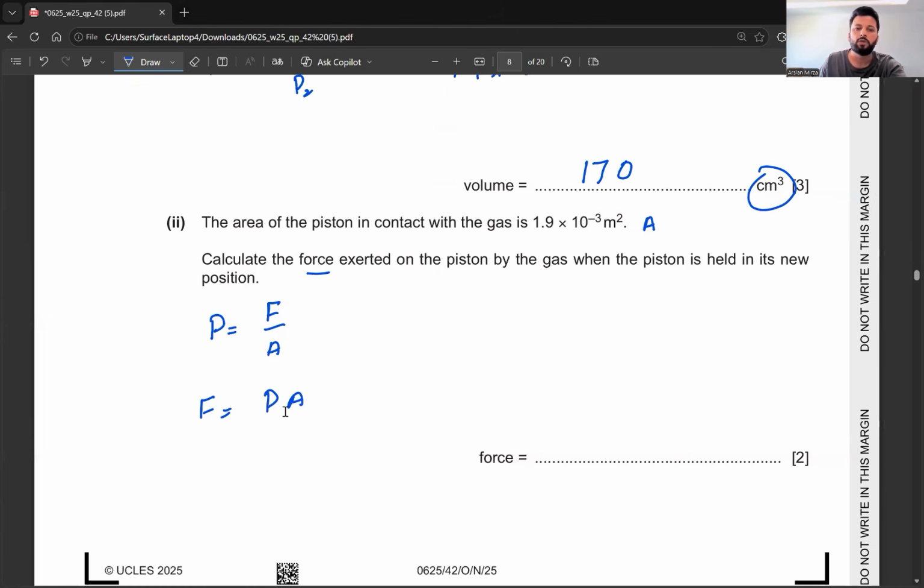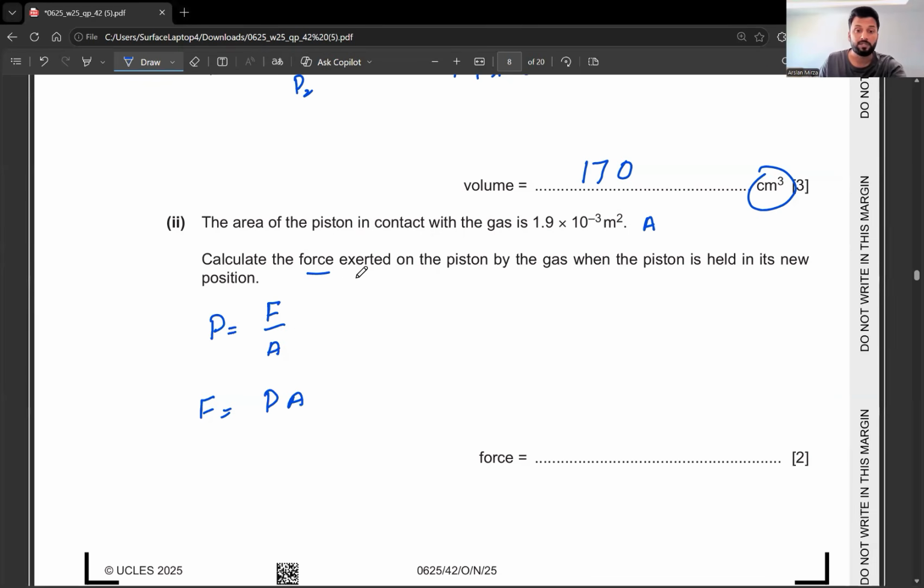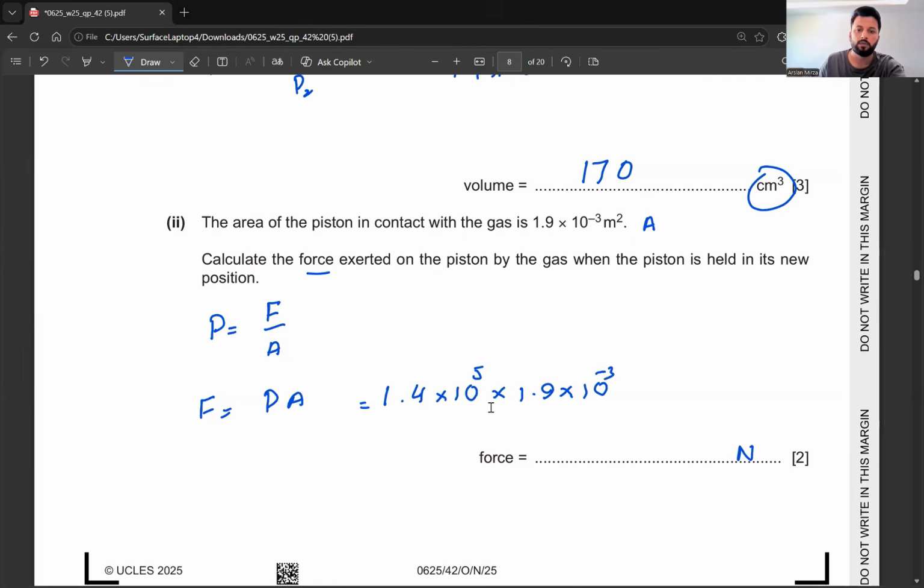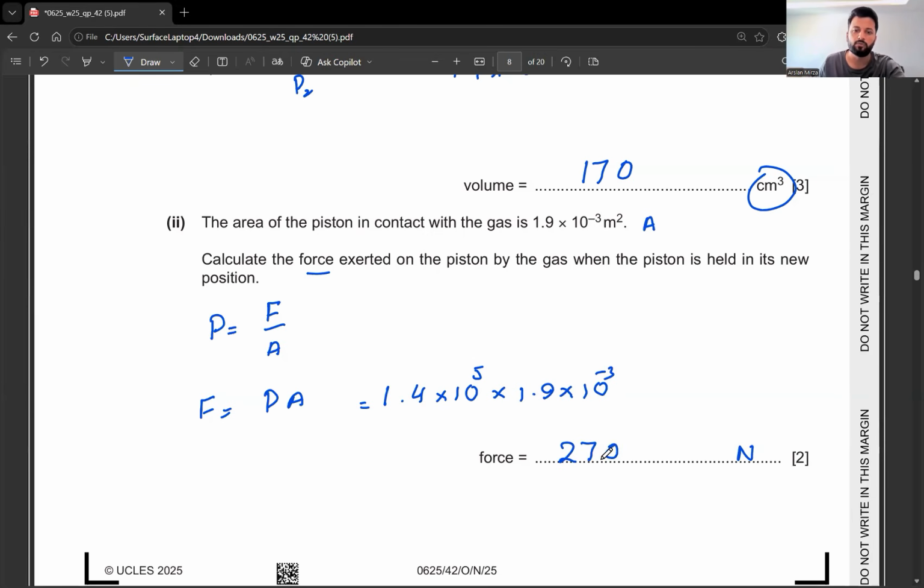Here, what pressure will we use? Obviously, force is increased after compressing the gas, so we use the second pressure. What was that? 1.4 times 10 power 5. This is the second pressure. Times area, that is 1.9 times 10 power minus 3. The unit of force is Newton. Units are very important, so don't forget to write the units. After using the calculator, you will get 270 Newton.